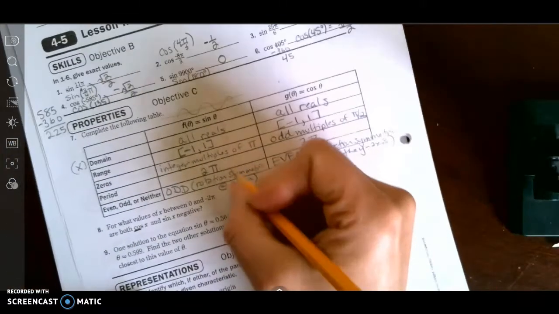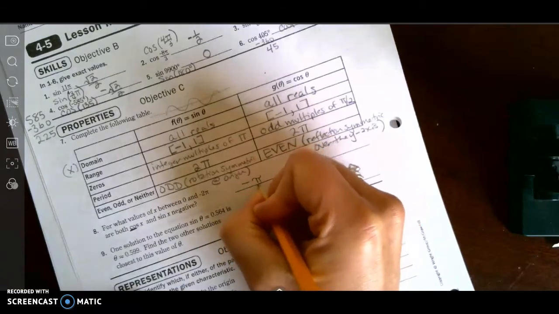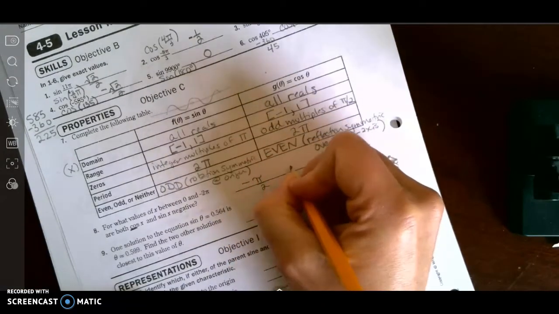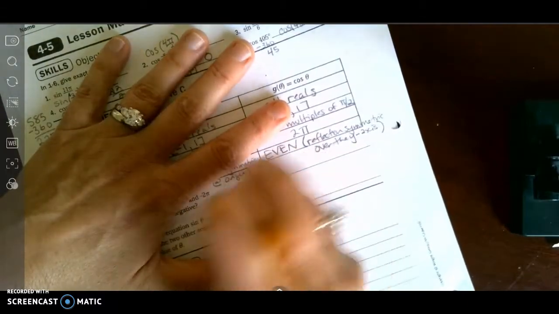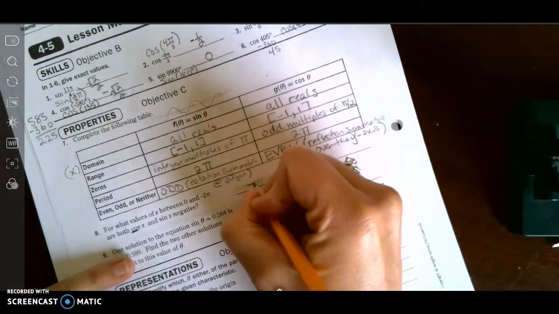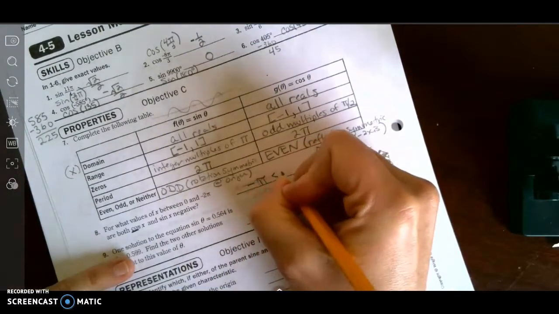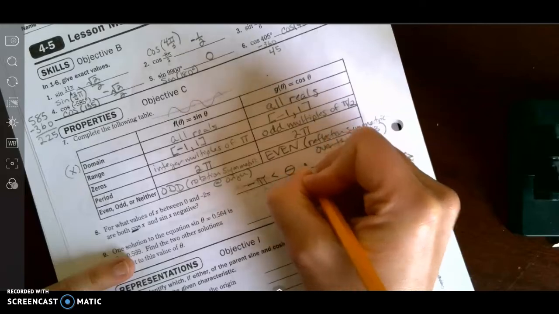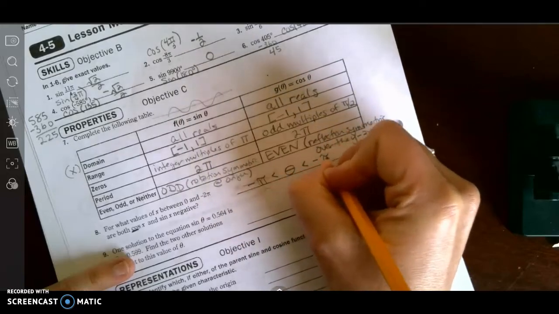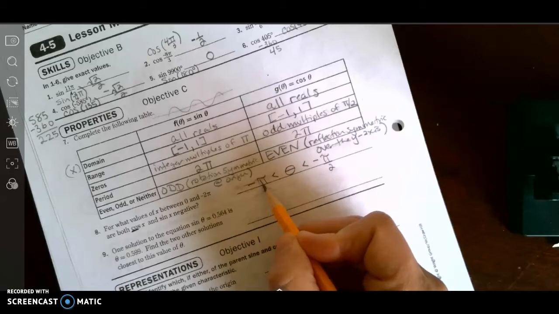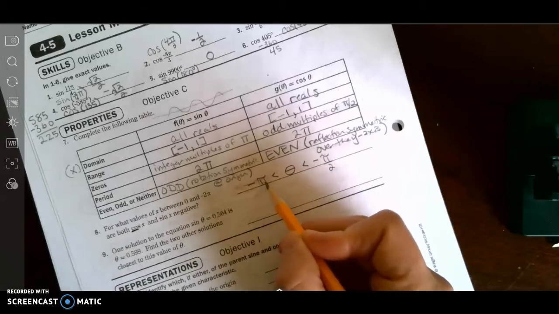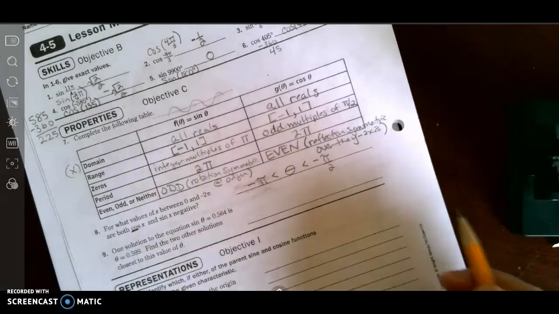Actually, it would be from negative pi to negative pi over 2, because negative pi is smaller. Negative is actually a smaller number, so it's from negative pi to negative pi over 2.